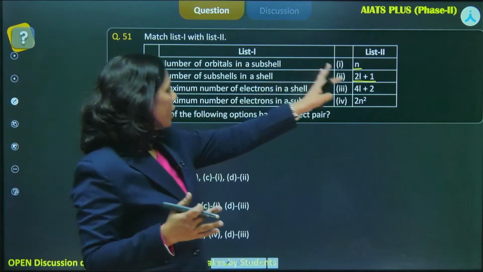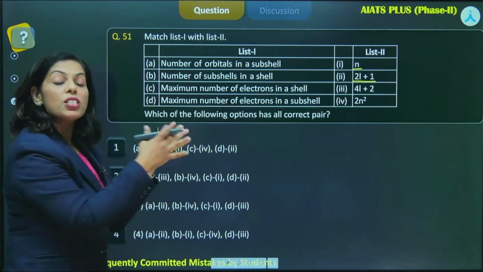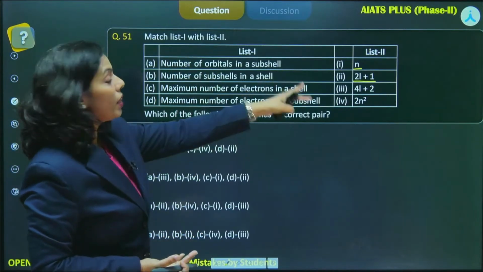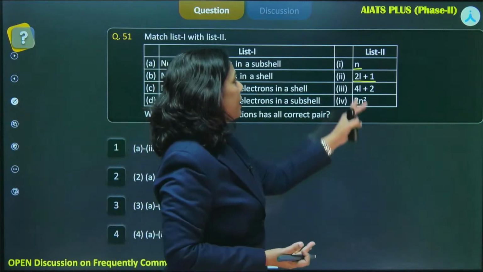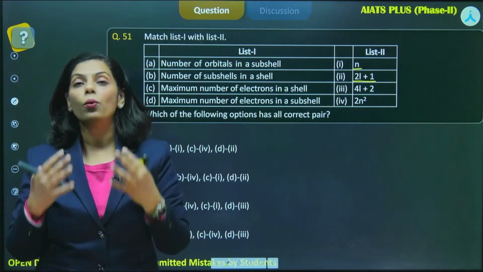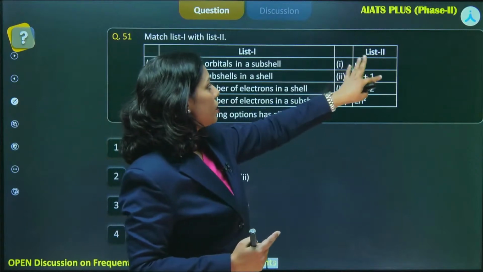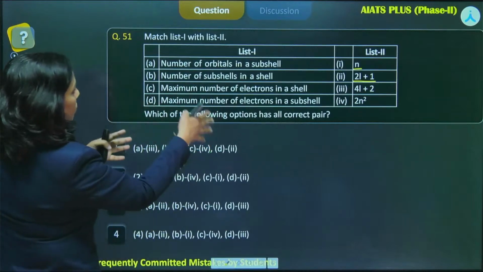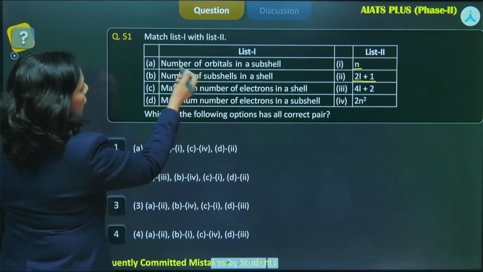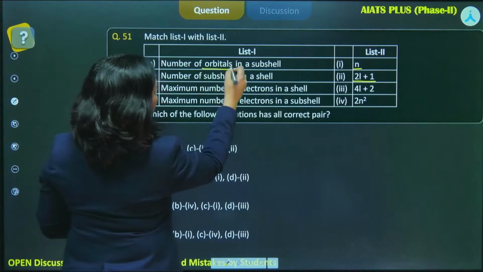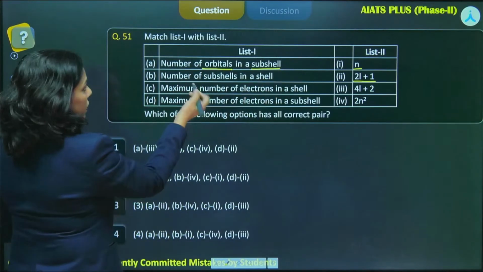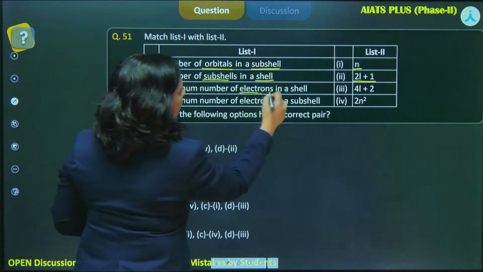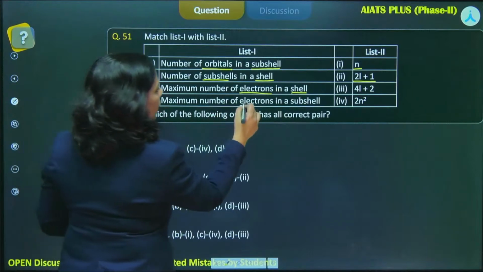So what we are discussing here is a matrix match type of question. Carefully, we need to look at the columns given here. In list 2, we identified that they're talking about two main quantum numbers: one is the principal quantum number, and the other is the azimuthal quantum number. And what are the characteristics over there? Just have a look. Here they are written: number of orbitals in a subshell, number of subshells in a shell, maximum number of electrons in a shell, maximum number of electrons in a subshell.